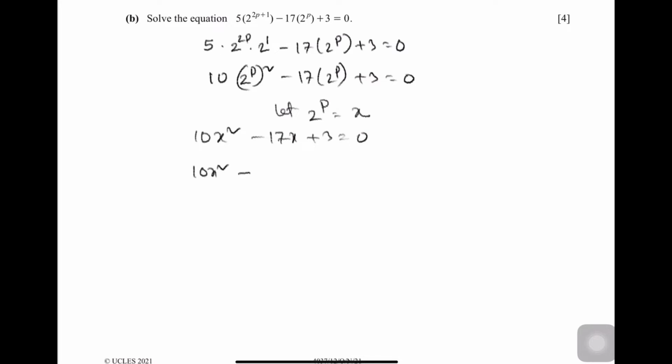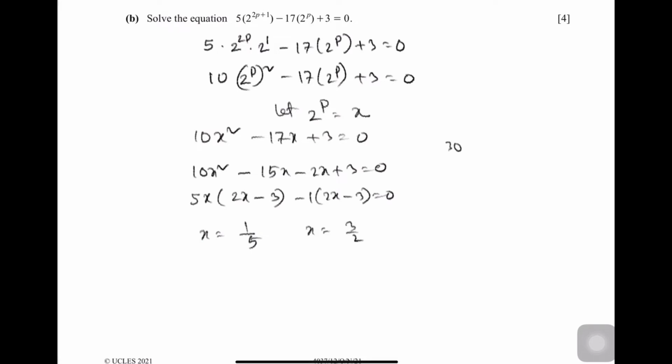10x squared minus 15x minus 2x plus 3 equals 0. So if we take 5x as common, it becomes 2x minus 3 minus 1 common, so it will be 2x minus 3 equals 0. So x equals 1 by 5 and x equals 3 by 2.